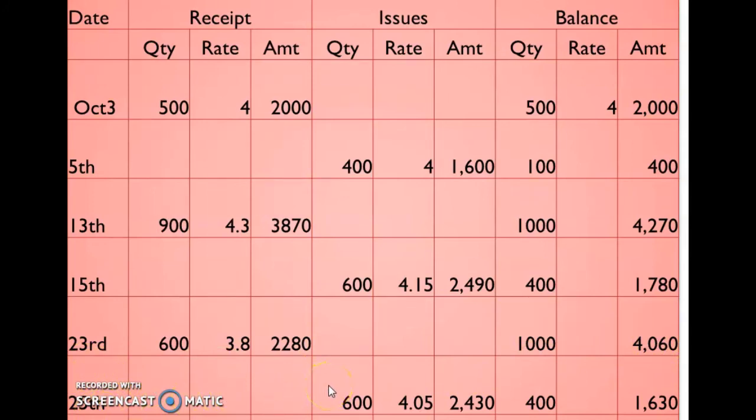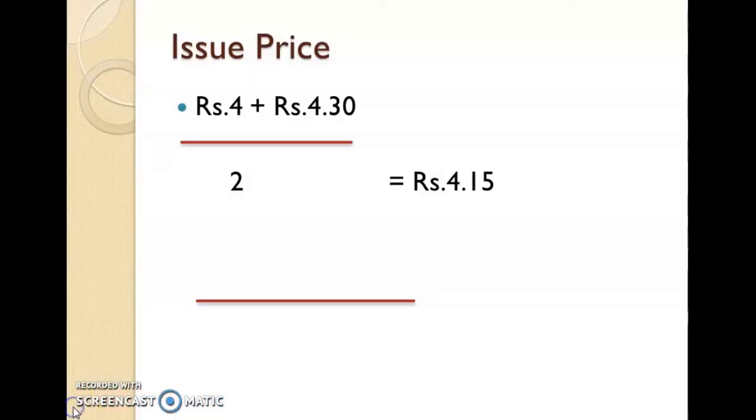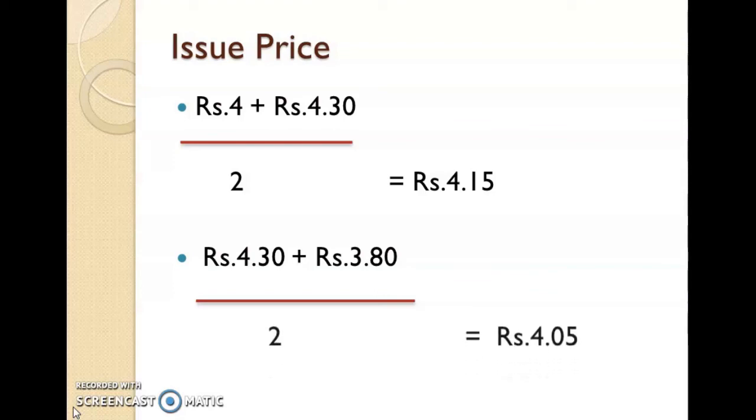On the next date, 25th October, we have an issue. We are going to issue 600 units. As we did on 15th October, we are going to calculate the rate at which we are going to issue. Now let me calculate the rate which we have to issue. We have two rates: one is rupees 4.30 plus rupees 3.80. By adding these two and dividing by 2, we get the answer as 4 rupees 5 paise.